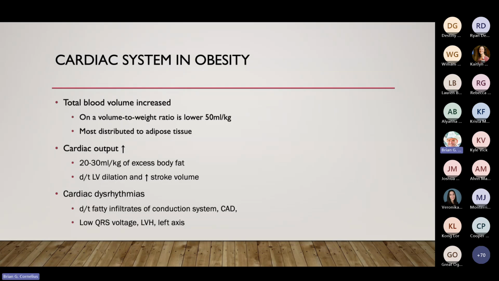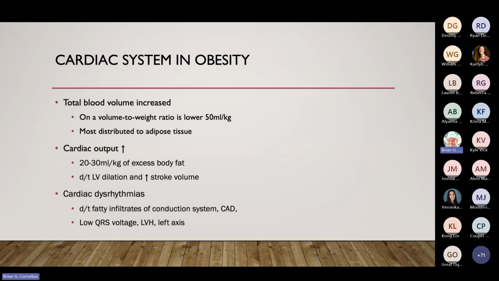From a cardiovascular standpoint, things you have to worry about with obese patients, generally the total blood volume is increased because of the increase in literally like miles of pipe that the blood has to flow through. Most of that's going to be distributed throughout the adipose tissue. As a result, their cardiac output's generally a little bit increased, but you also tend to see that there's a little bit of increase in their left ventricular dilation, and as a result, their stroke volume, just to perfuse that increased tissue.